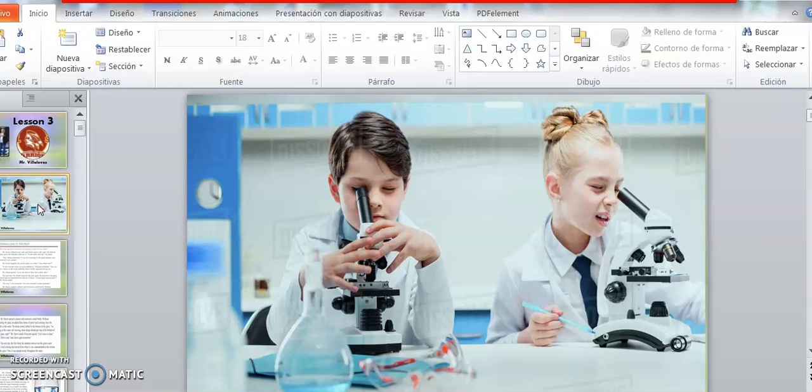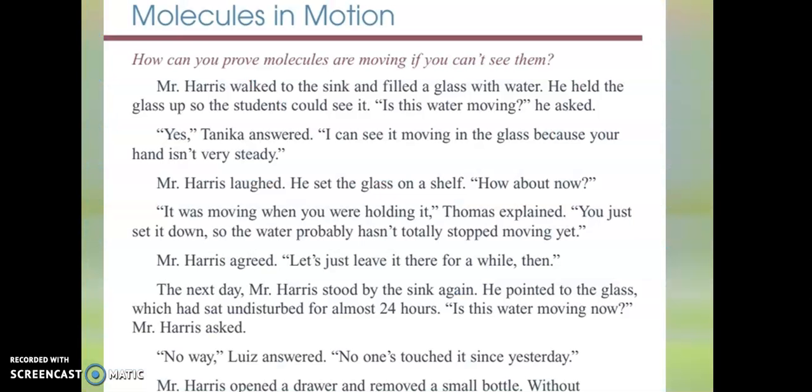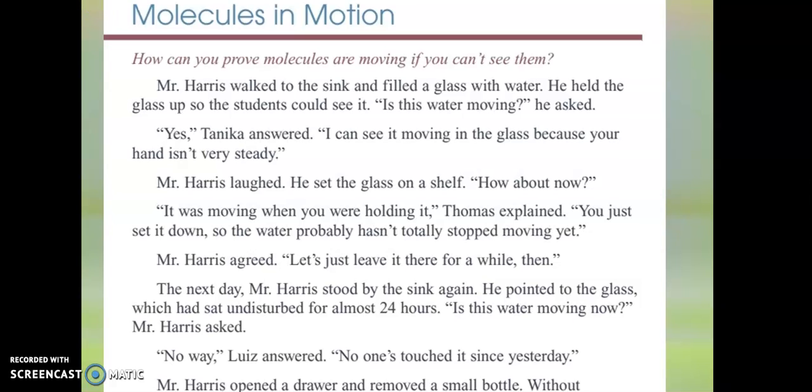This topic is very similar to the last one, but I need you to focus and read with me, right? Molecules in motion. This is the topic of lesson 3. How can you prove molecules are moving if you can't see them? This is the question.